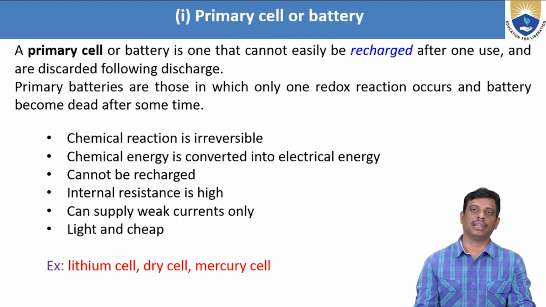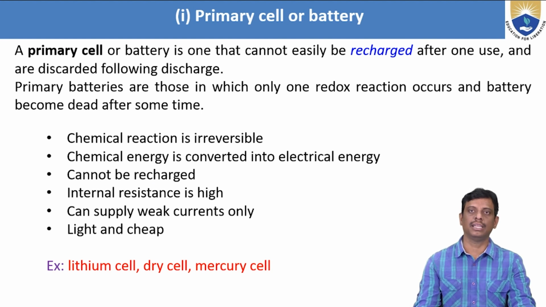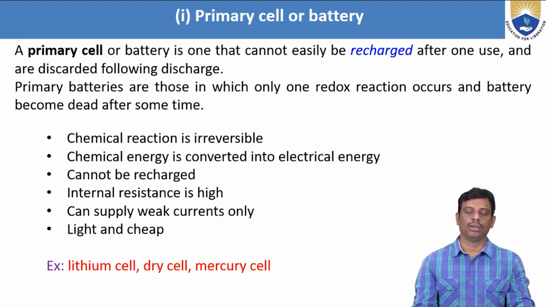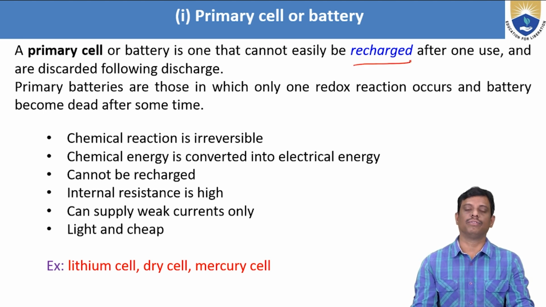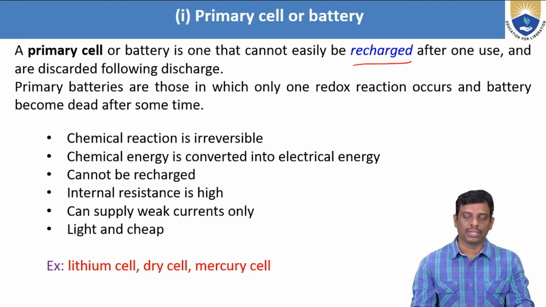Now, the primary battery. We know that batteries are classified into two types. The first one is the primary battery, that is the primary cell, and the second one is the secondary battery, that is the secondary cell. What is a primary battery? A primary battery or primary cell is a battery that we cannot easily recharge after one use. That battery is called a primary cell or primary battery. Because of that, after usage, we need to discard that battery.